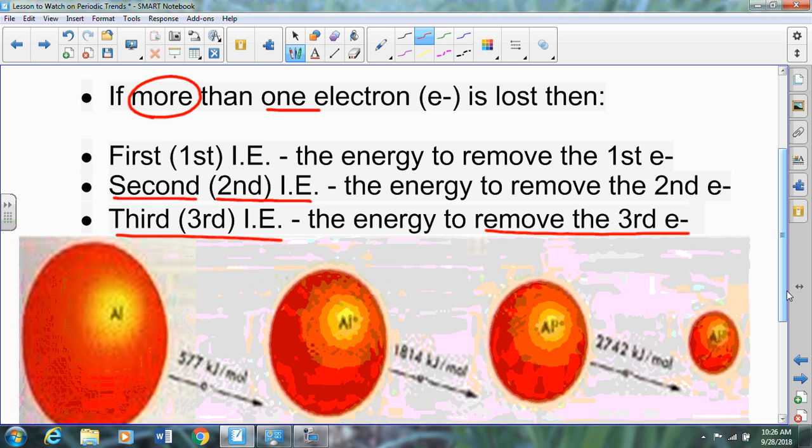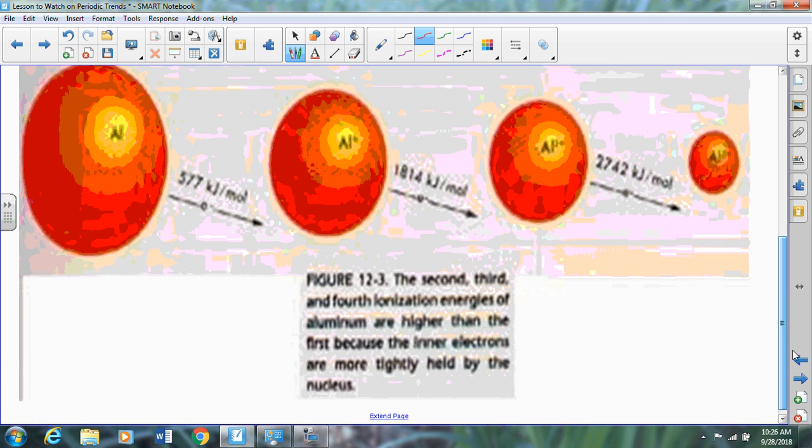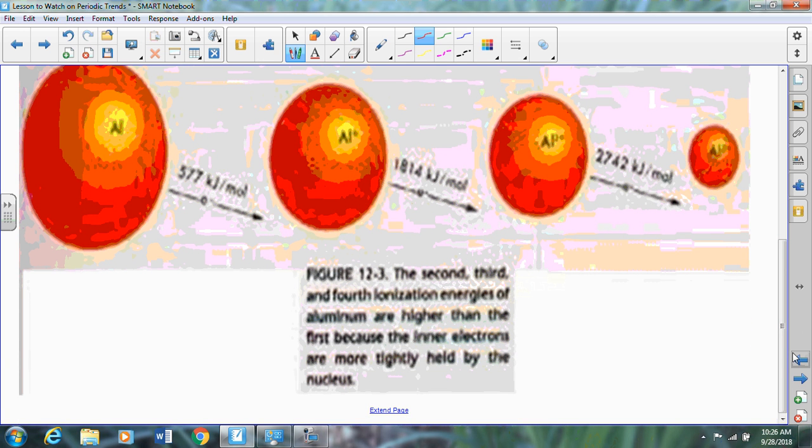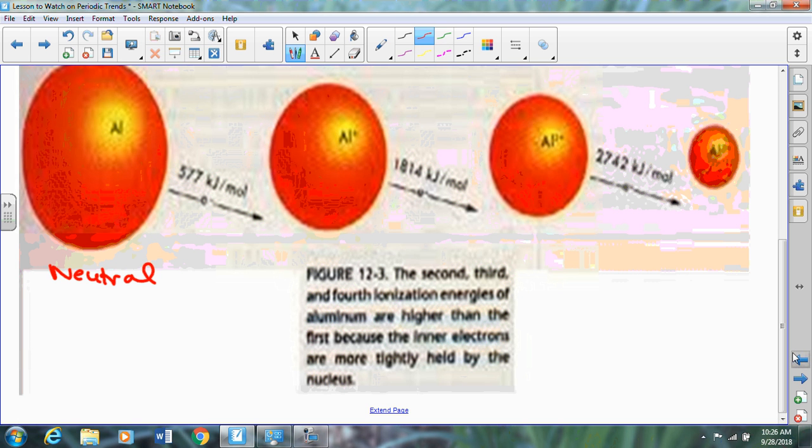This illustration might be worth drawing. Let me explain it to you. This is aluminum when it's neutral. You'll notice it's pretty big. This is aluminum when it has lost 1 electron. You will notice 1 less electron, therefore it's smaller. This illustration is a loss of 2 electrons total. And this last one is a loss of 3 electrons total.